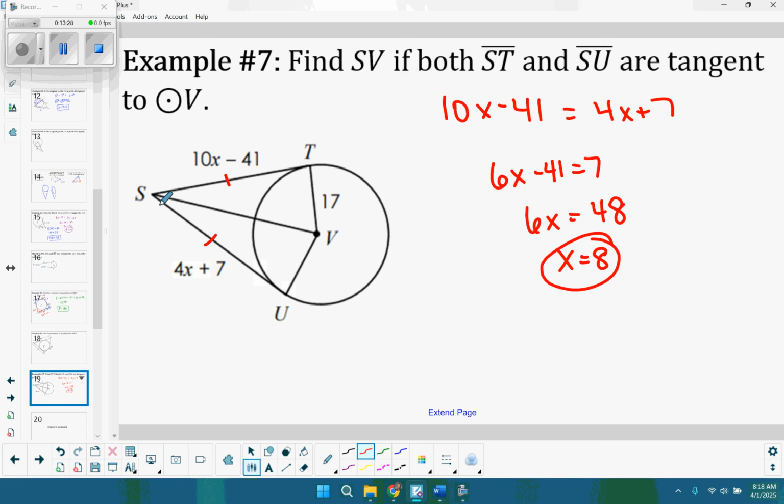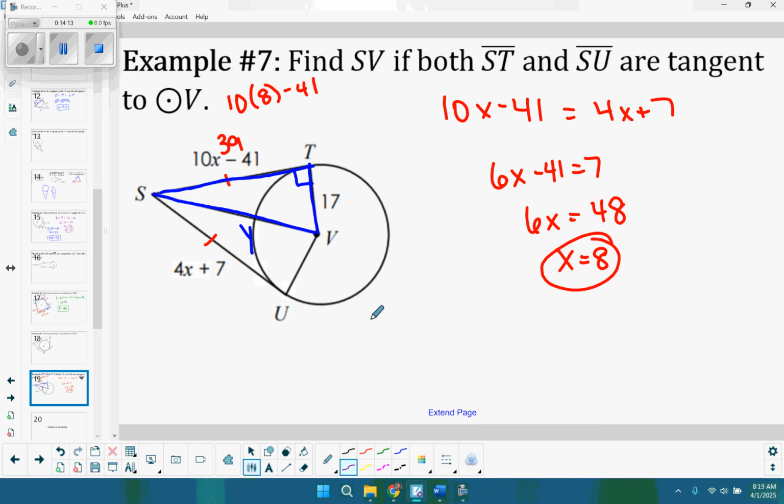What we want is SV. There was no x value there for me to plug x into. But what I do have is a triangle here. And because ST was tangent, that means at the point of tangency, point T, there'd be a right angle. And if I'm looking for this side here, which I'll call Y because I already had an X in the problem, I know I could do Pythagorean theorem to find it. So I'm going to plug the X that I got back in here. So 10 times 8 minus 41. So 80 minus 41, we get 39.